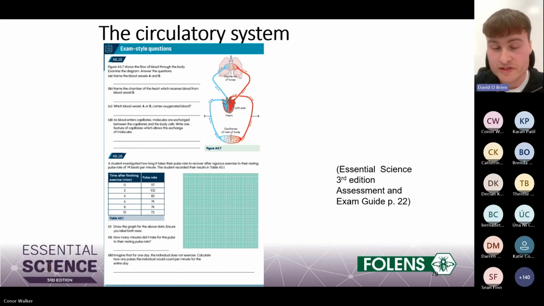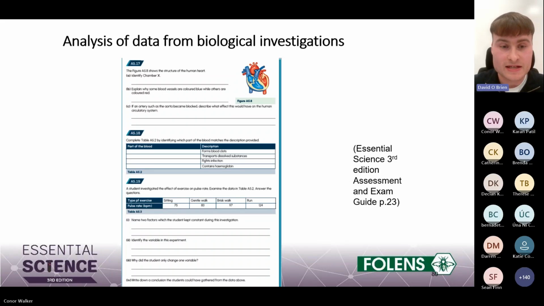Again, we have the circulatory system, labeling diagrams. We have graphs in biology in the circulatory systems. We've predictions. Next slide, please. And again, data analysis in biology is essential about the pulse rate. Next slide, please.